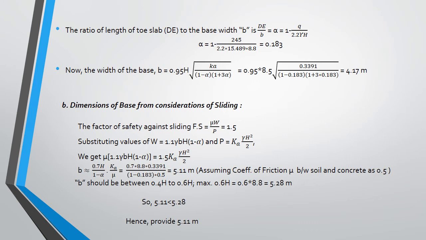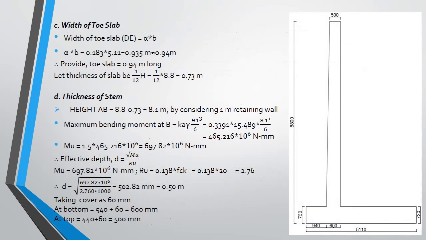The base width from the sliding considerations, by taking a factor of safety 1.5, we got as 5.11 meters, and this is within the limit of 0.6 h, which is 5.28 meters. So 5.11 meters is accommodated as the length of the base. Now the width of the toe slab. The width of the toe slab is given as alpha into B, where alpha is 0.183 and the base width is 5.11 meters, from which we got it as 0.94 meters.